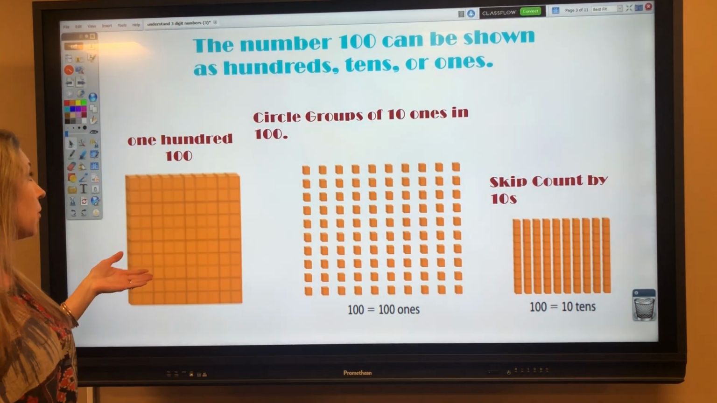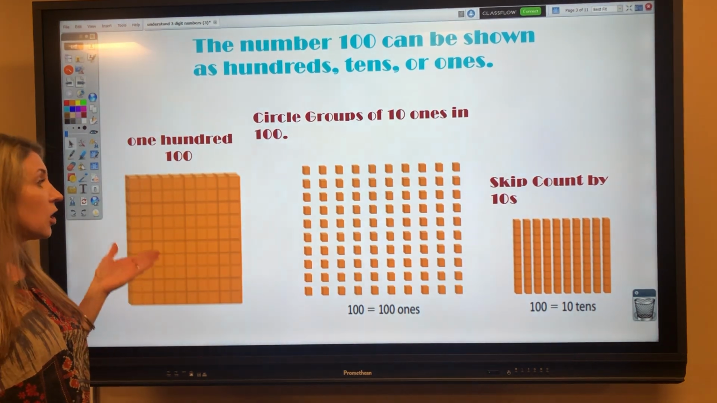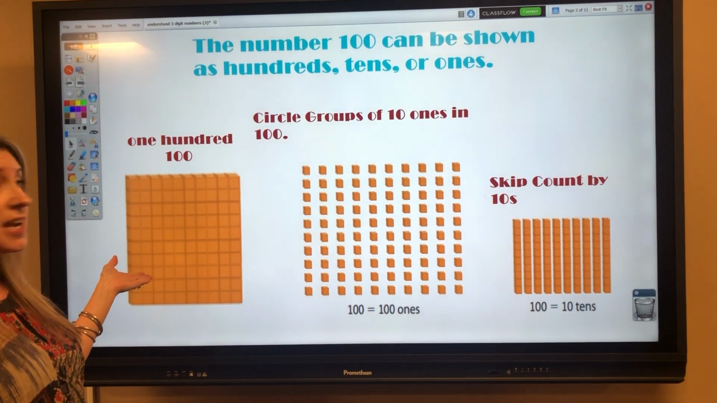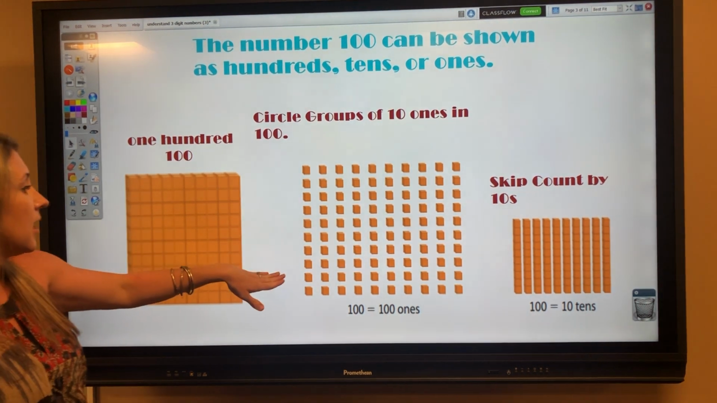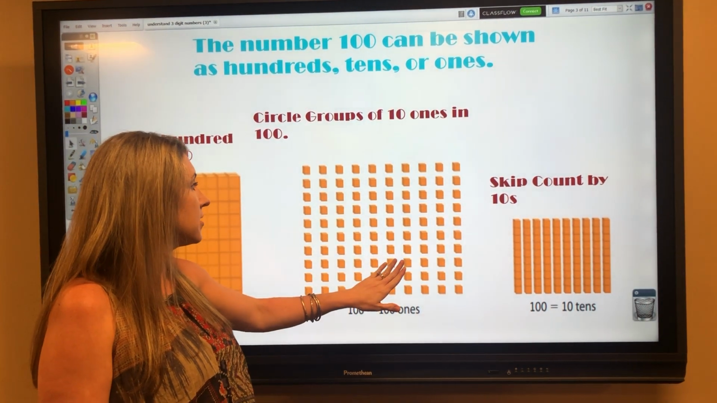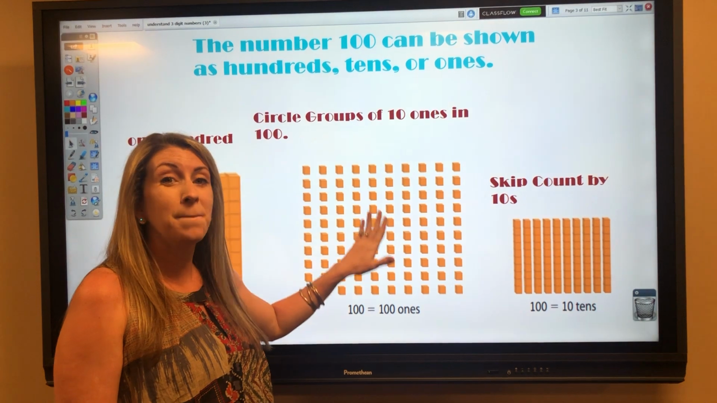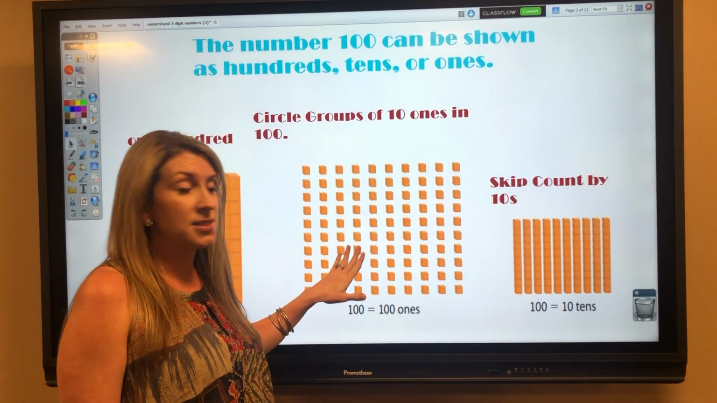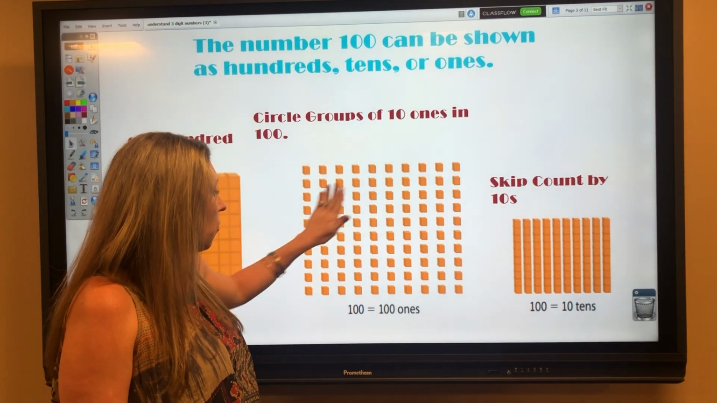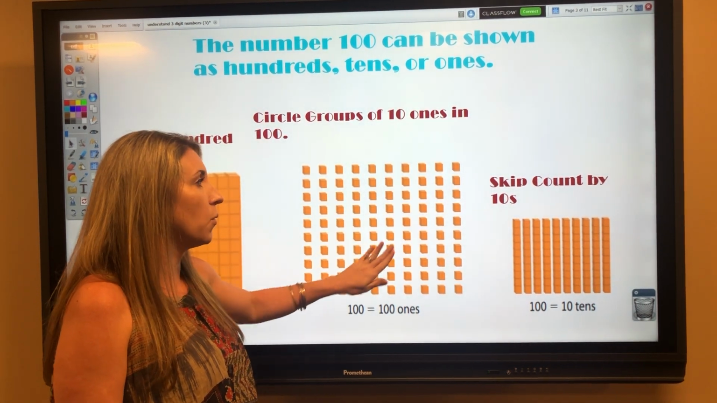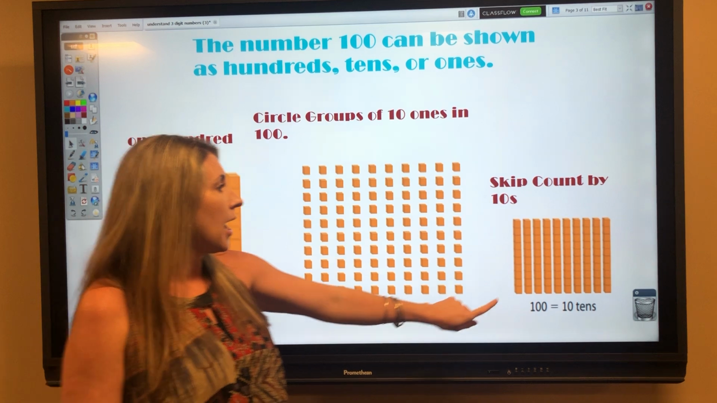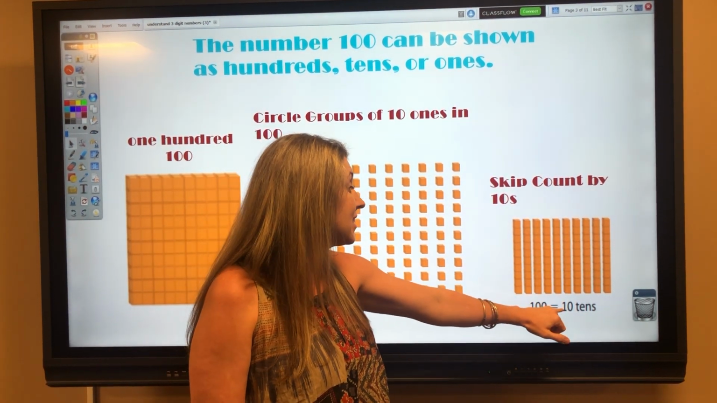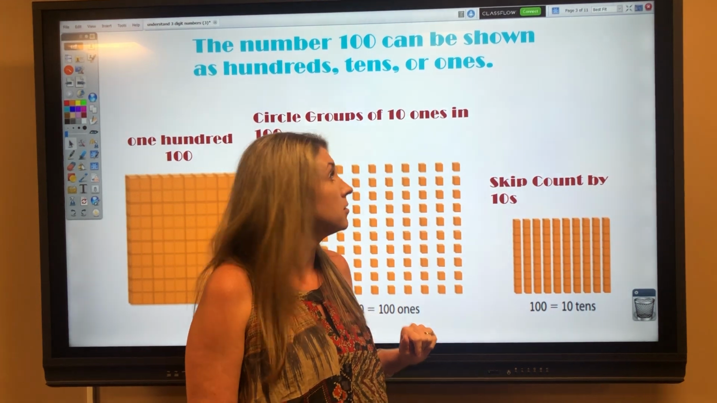This is an example of a 100 flat. You will be using these when you do base 10 blocks in the next few weeks. Here we have 100 ones. These are also called bits, or your teacher may call them just ones. So there are 100 ones in the number 100. And these are called 10 rods, and there are 10 tens in the number 100.